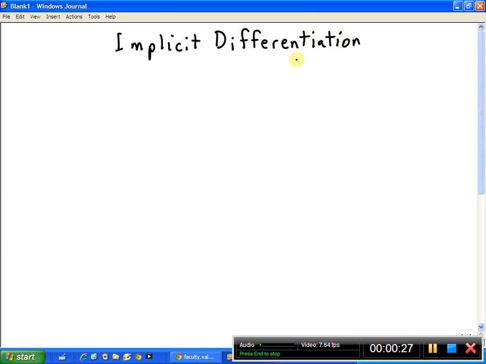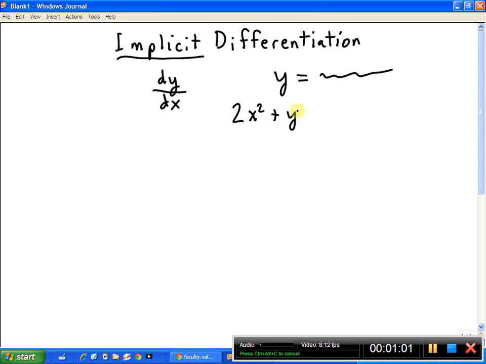Implicit differentiation means that you're going to be trying to find the derivative of a dependent variable, usually y, with respect to an independent variable x. And the problem is that, unlike the previous problems that you've had to do, you won't have a formula for y, like y equals blah, blah, blah. Instead, what we're going to have is an equation that involves y in it. So something like 2x squared plus y squared plus 3xy equals 6.